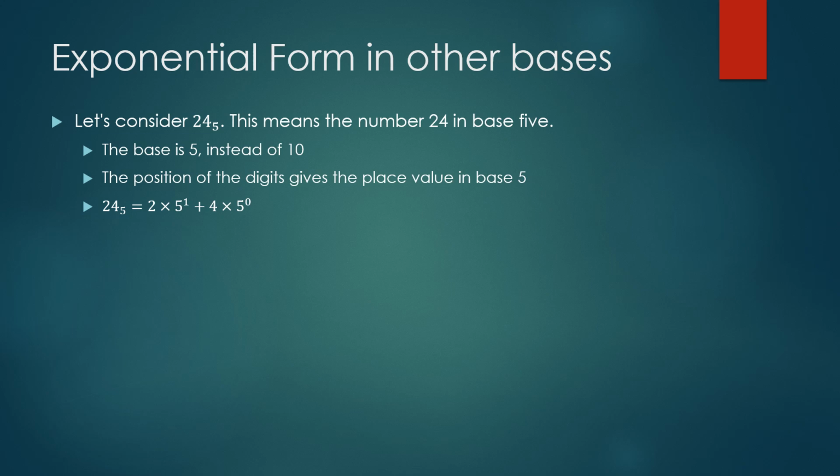Let's talk about exponential form and other bases. Let's consider the number 24 base 5. This means that we have the number 24 in base 5. Now the base is 5 and not 10, so this is not the number 24. This does not mean 2 10s and 4 1s. This means we have 4 groups of base 5 to the 0 power, and 2 groups of 5 to the 1st. We have 2 groups of 5 to the 1st, and we have 4 groups of 5 to the 0.